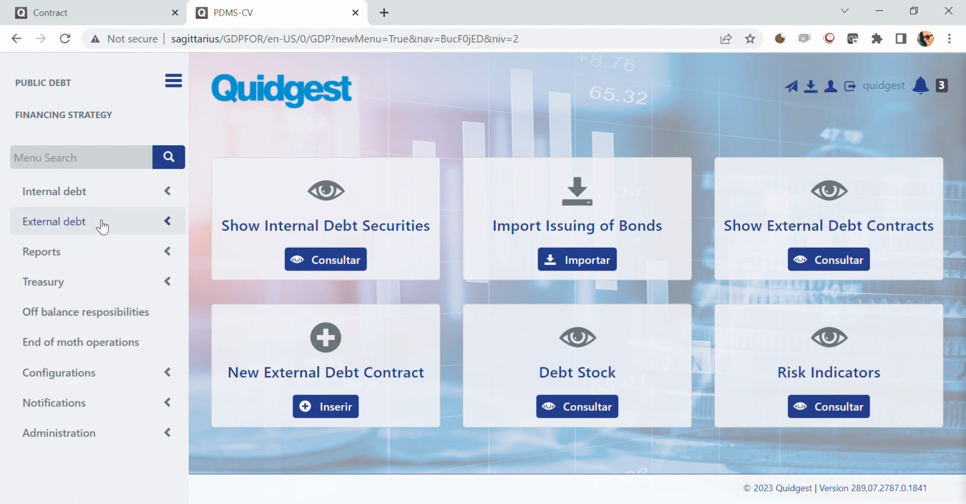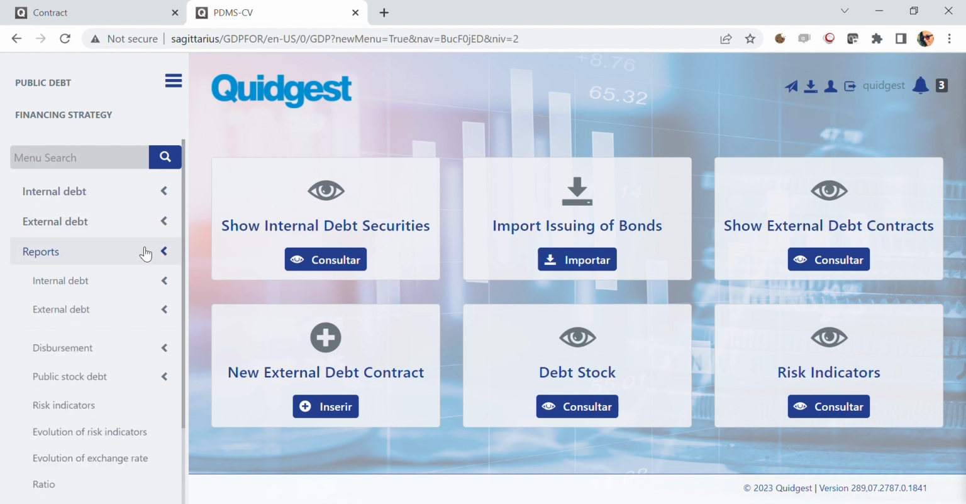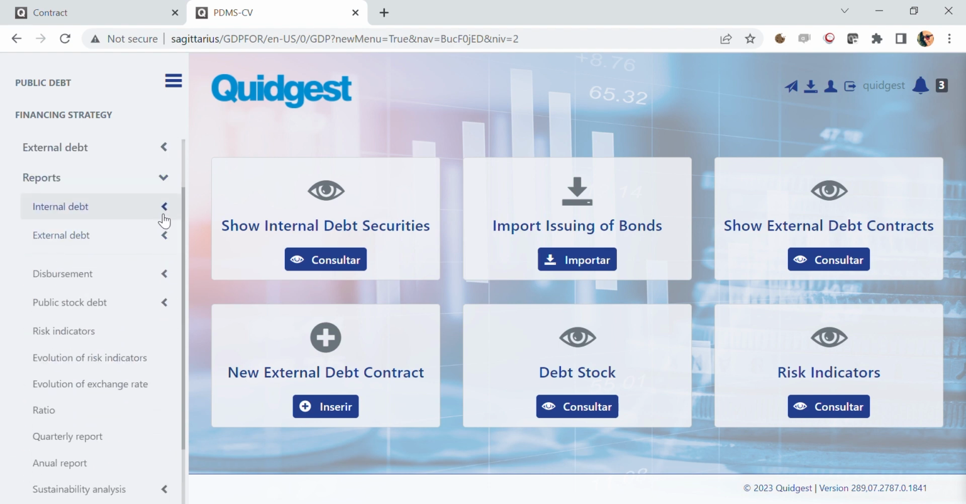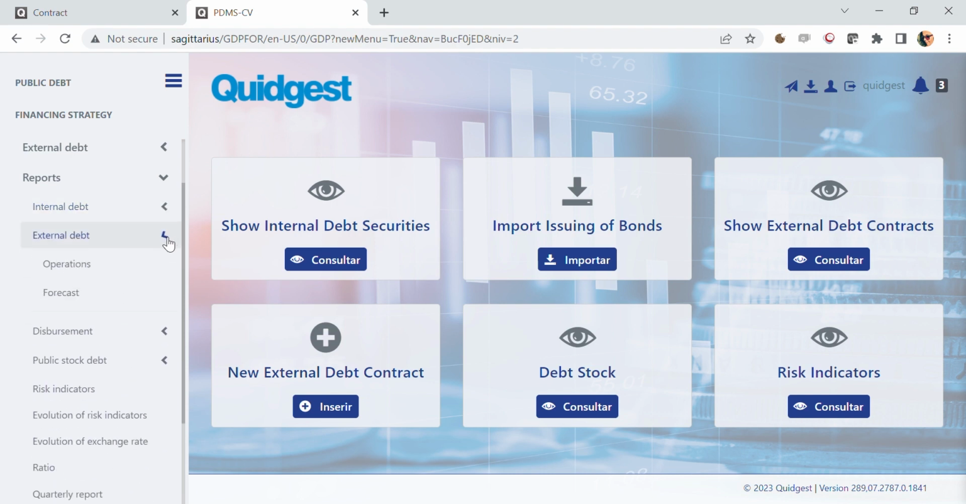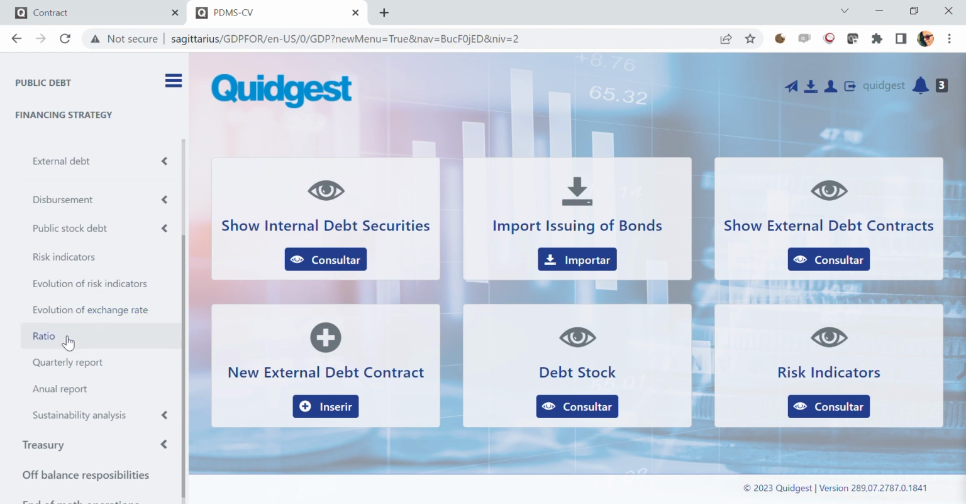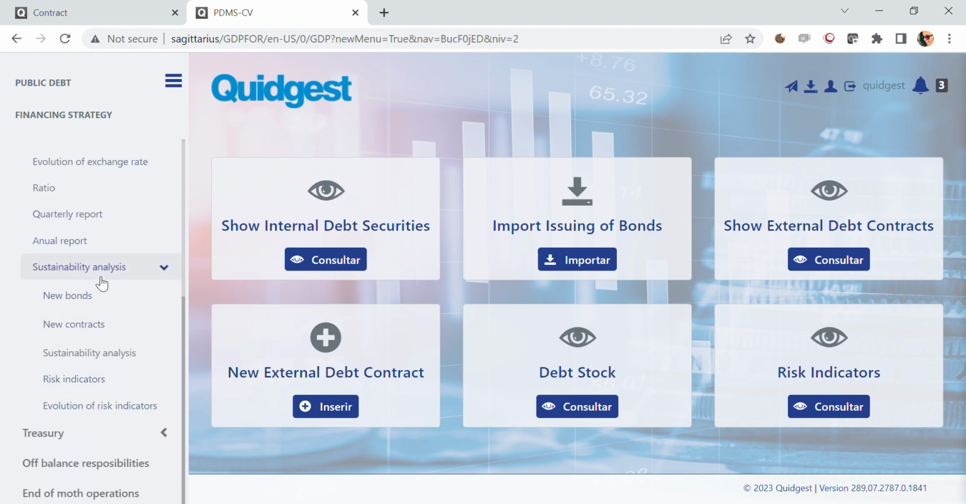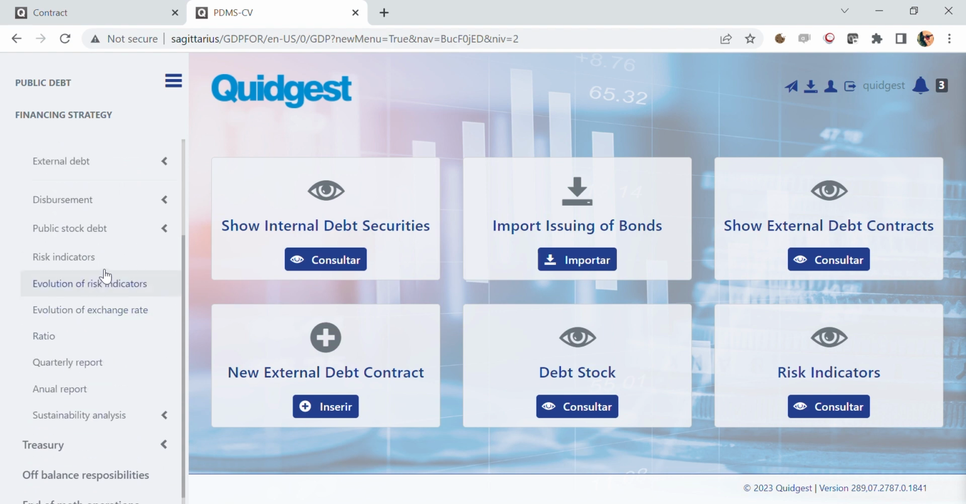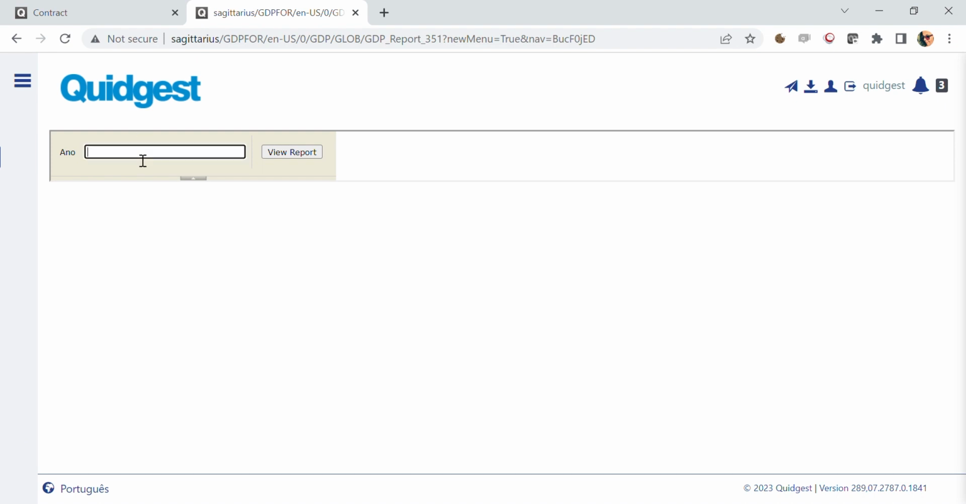Basically, for internal and external debt, here we have a database for the information. And we have here an incredible amount of reports. I'll not enter into all of them, because for this we'd have to have an hour-long presentation. We have information about disbursement, stock. I would like to show you here maybe the risk indicators and annual report, how we have evolutions of the indicators of exchange rates, some ratios, and sustainability analysis, what will happen if we take some new instrument. But let's look a little bit at risk indicators.